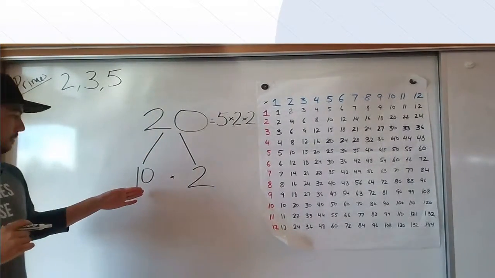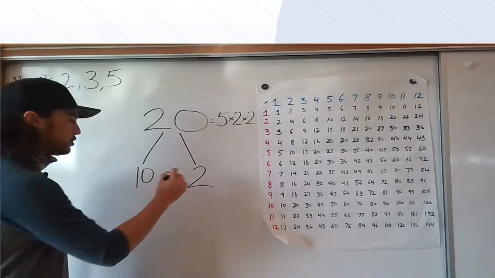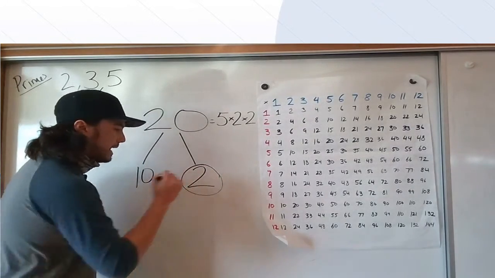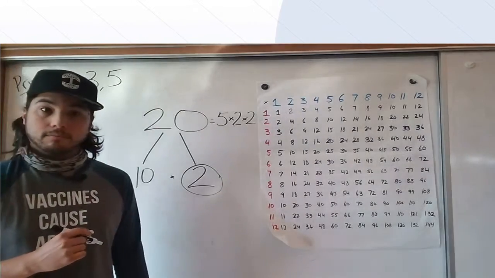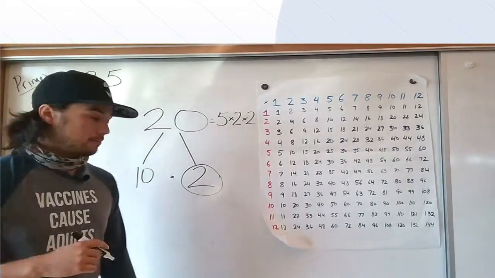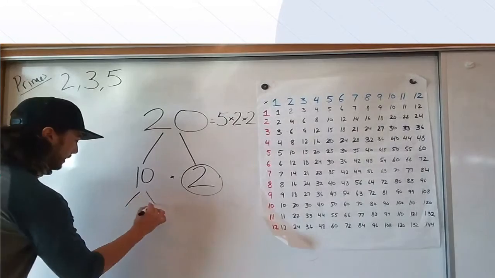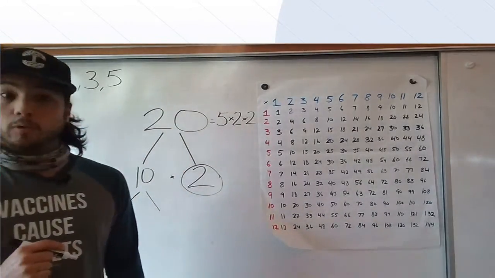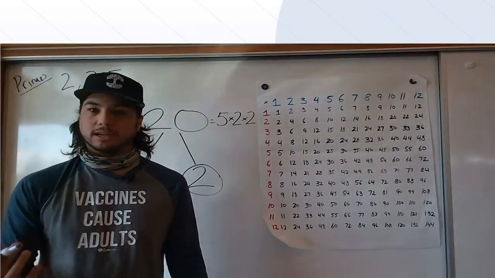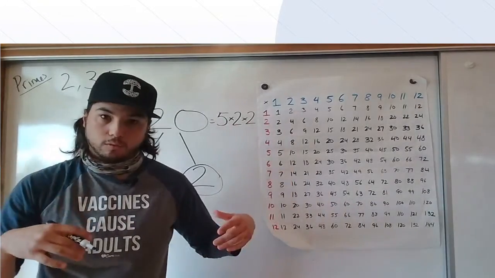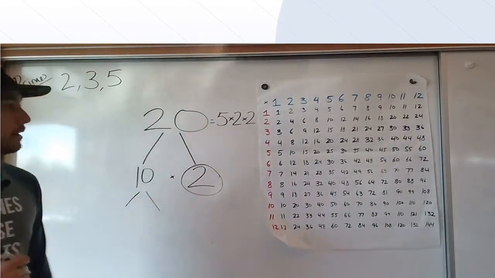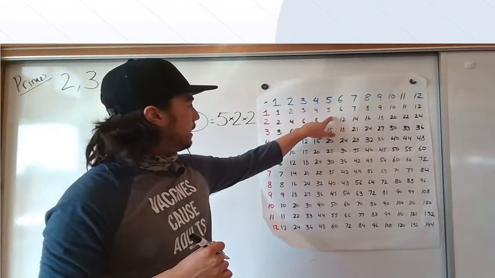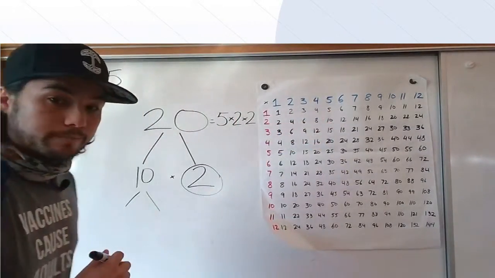Now, remember, if it's prime, like 2 is, that's where the tree stops. If it's composite, like 10, the tree continues. So what two numbers multiply together to make 10? Remember, we're not using 1 times itself, because then we're going to end up in this kind of infinite loop. So what two numbers multiply together to make 10? 5 and 2.